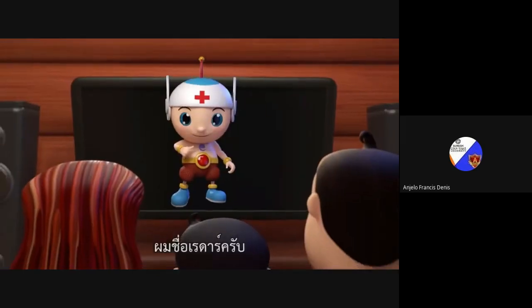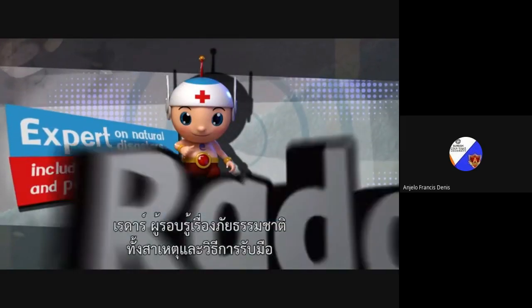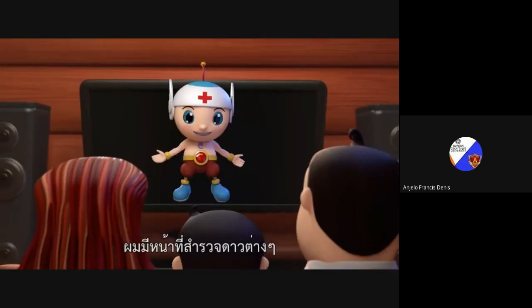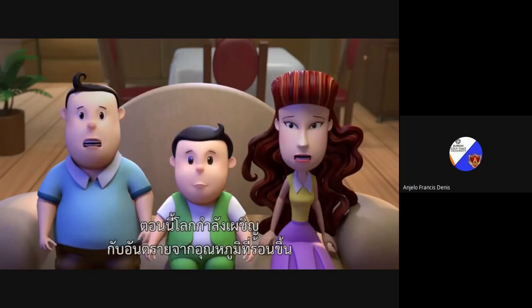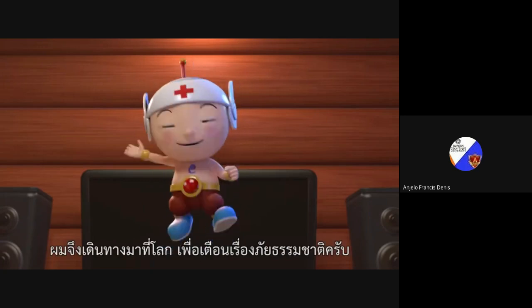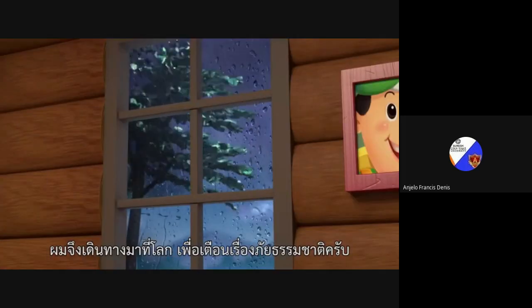My name is Radar. Mr. Radar is an expert on natural disasters. My duty is to explore planets. Now the world is facing dangers from global warming. So I come to Earth to warn people about natural disaster.